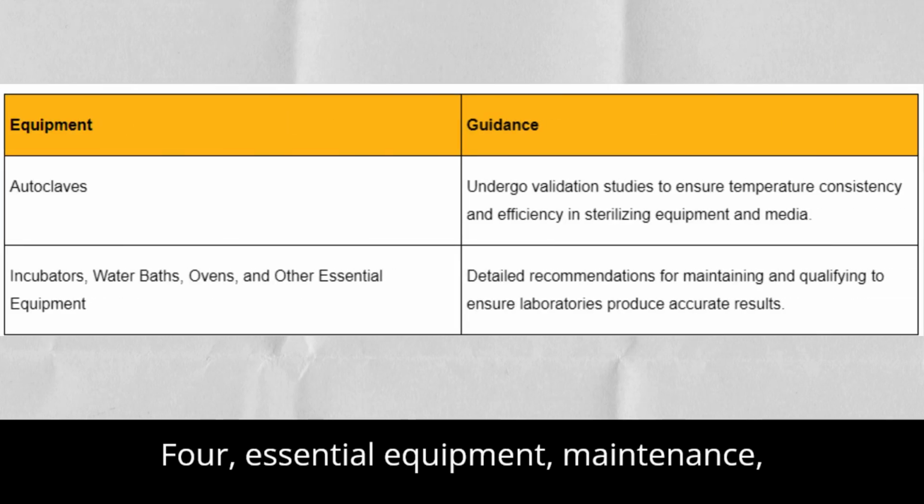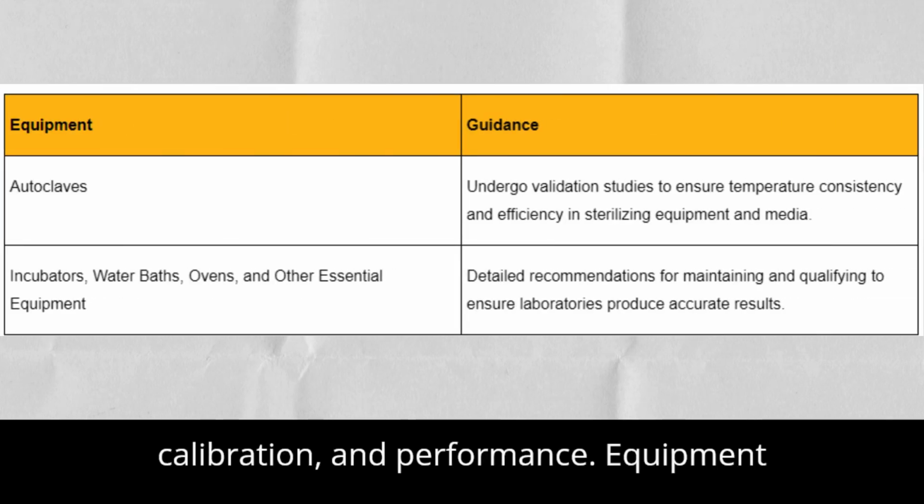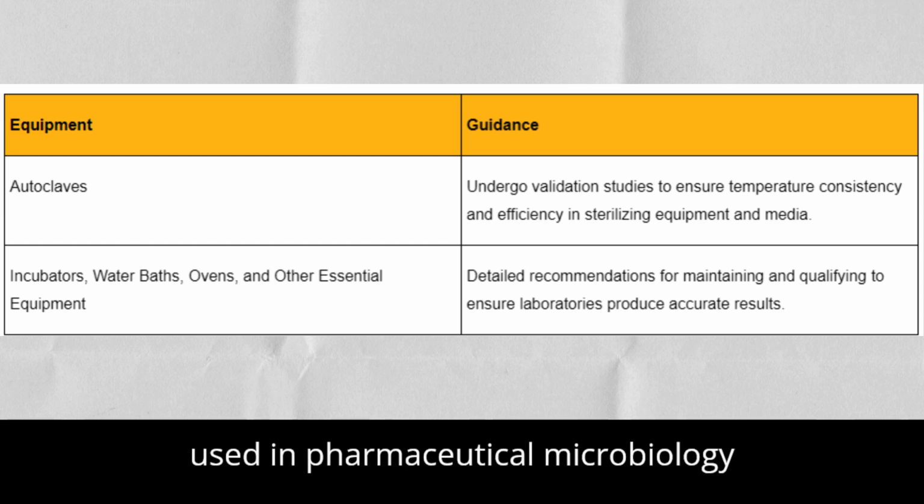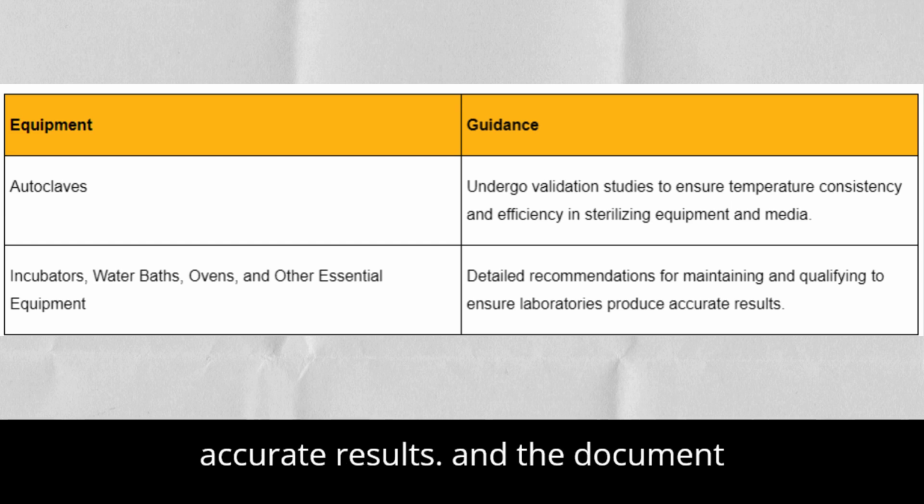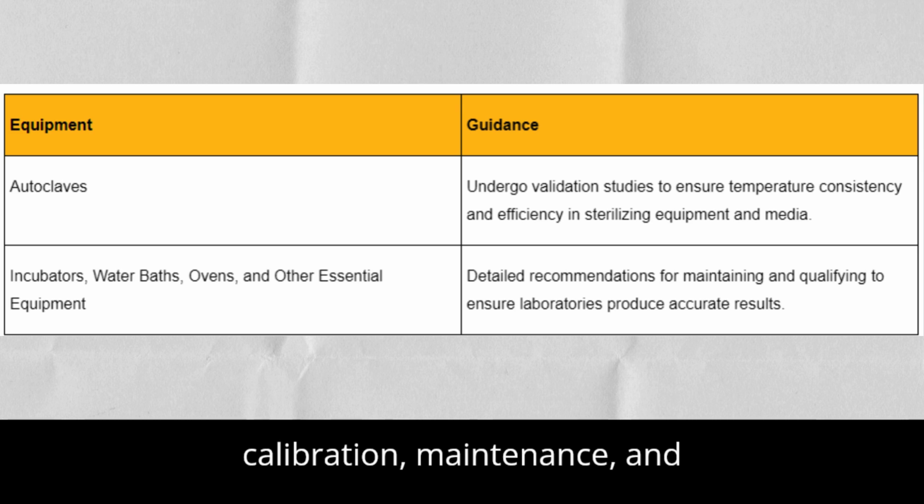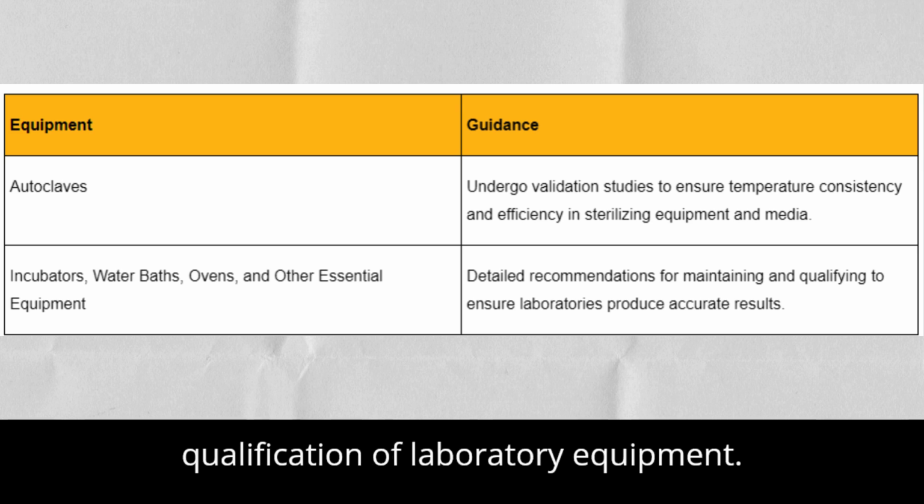4. Essential equipment, maintenance, calibration, and performance. Equipment used in pharmaceutical microbiology laboratories is vital for producing accurate results, and the document provides extensive guidance on the calibration, maintenance, and qualification of laboratory equipment.